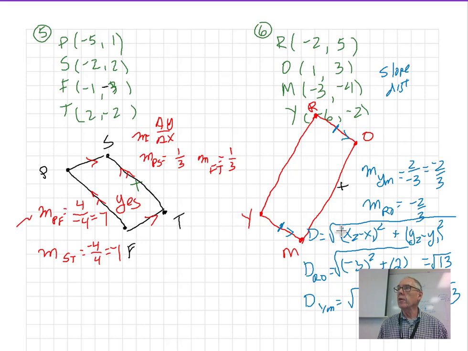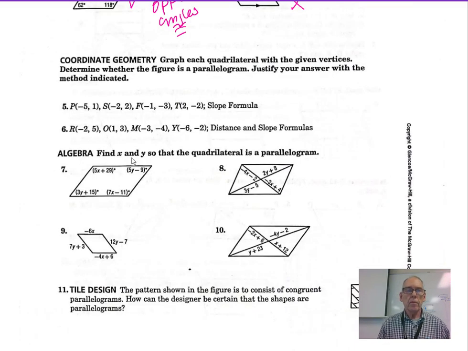So we have both pairs of opposite sides congruent. They're both root 13, and at least that one pair is parallel and congruent. So that makes it a parallelogram. So it's going to be a yes. Let's go to number 7.